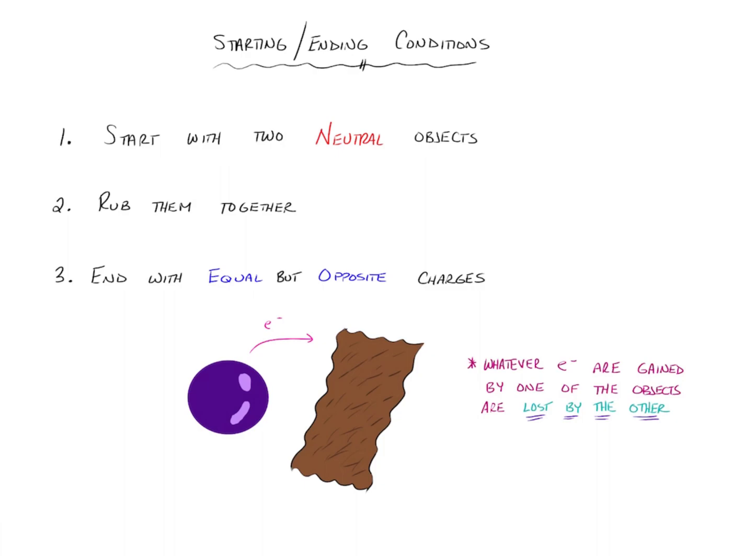Okay, so make sure you have these three written down. We're going to write the starting and ending conditions for all three charging methods, and these are the three steps or three conditions in order to charge by friction. And in the next video, we'll look at another example just to make sure you really understand how to use the triboelectric series to determine which object gains or loses the electrons.